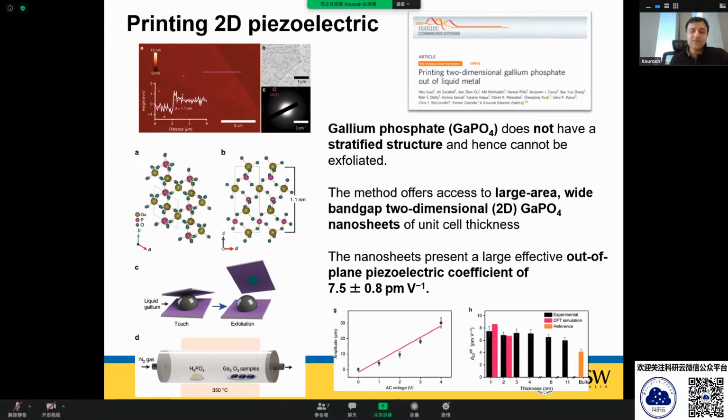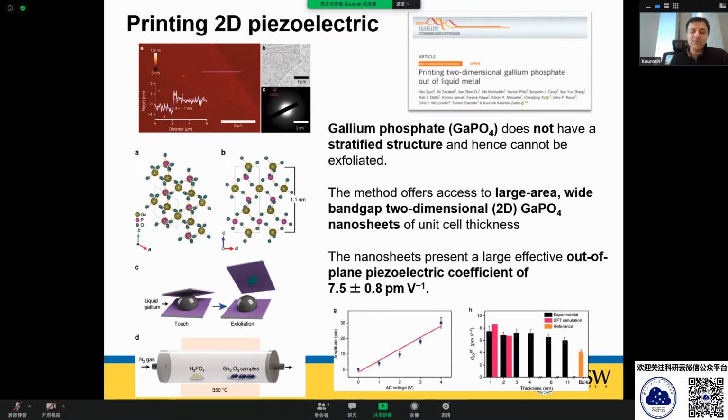Here is actually gallium phosphate. We wanted to produce gallium phosphide, but we couldn't. At the temperature that we used, when you expose it to hydrogen phosphate vapor at 350 degrees, it transformed gallium oxide to gallium phosphate. We thought that was a failure, but serendipitously that was a good material, because gallium phosphate is a wide bandgap piezoelectric material which can tolerate very high temperature and has many applications.